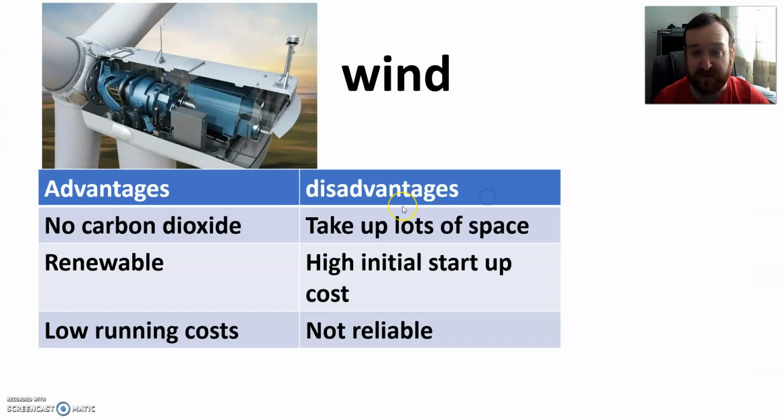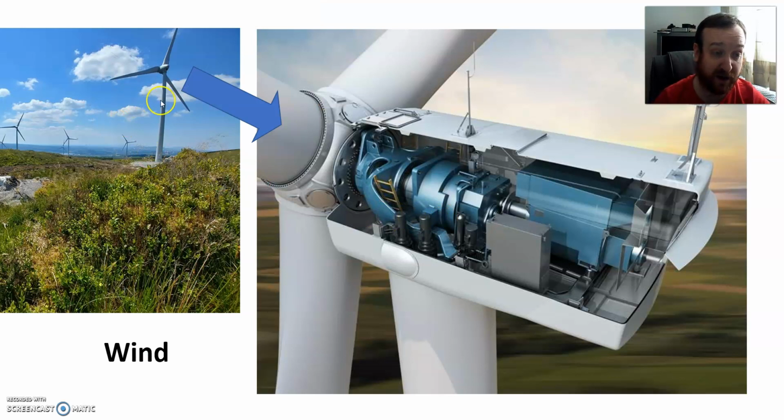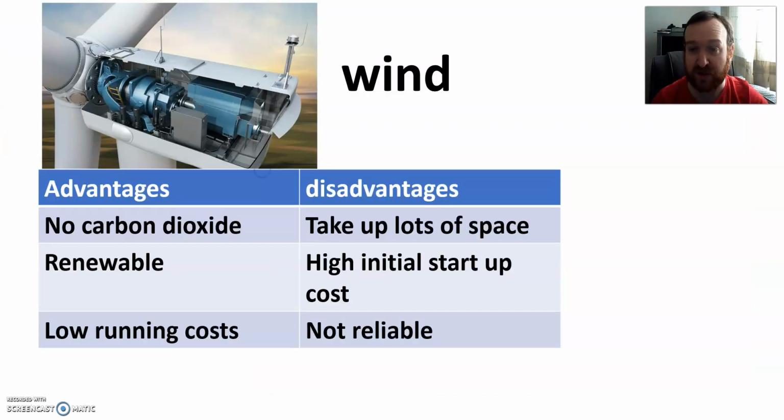Now, they've got some really good advantages. No carbon dioxide produced. They're renewable. And they've got low running costs. They take up a lot of space, and lots of people will say they look ugly. They spoil the landscape. Now, I think they look brilliant. I think it's amazing. When I see a wind turbine farm driving around the country, I think it's brilliant. I think it's a little bit of the future that we can have just here, and it's wonderful. But some people don't like the look of them, and they do take up a lot of space.